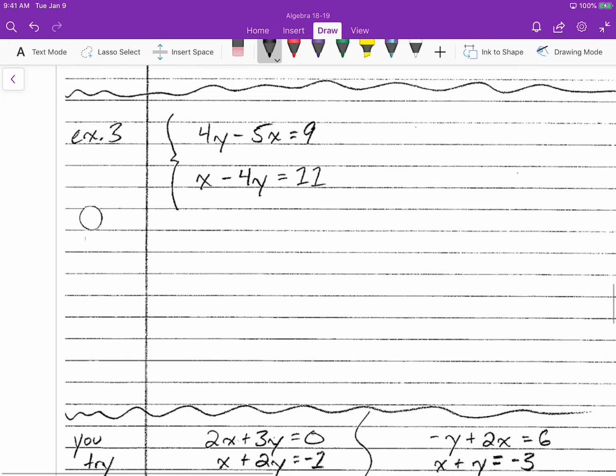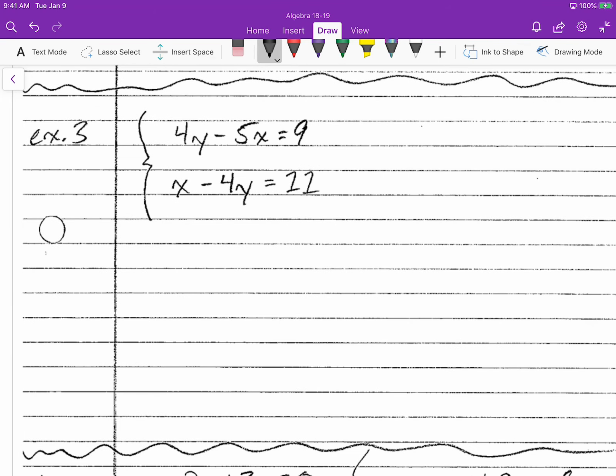All right. Number 3. This is as hard as it gets. The problem with number 3 is, do you have x by itself? No. So you can't use x. Do you have y by itself? No. So you can't use that either. So that being said, this is one of those problems where you're going to have to do a little work, as I often say.